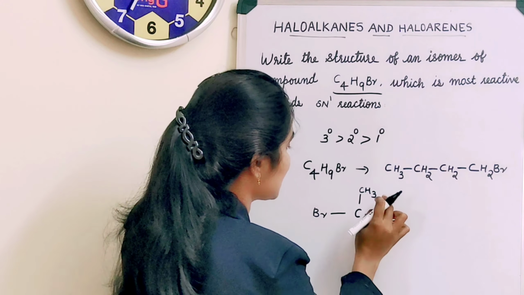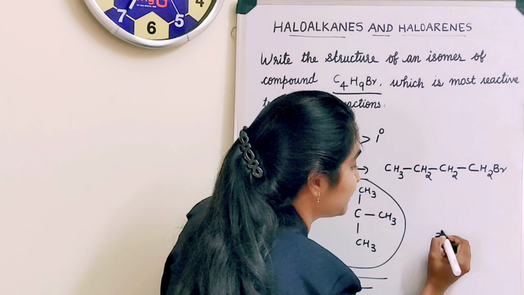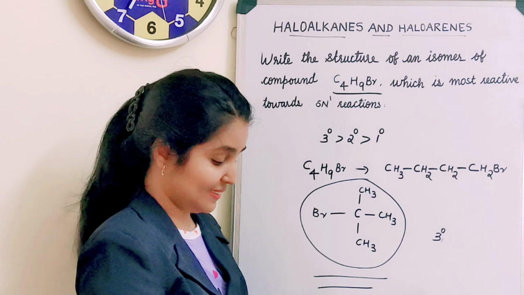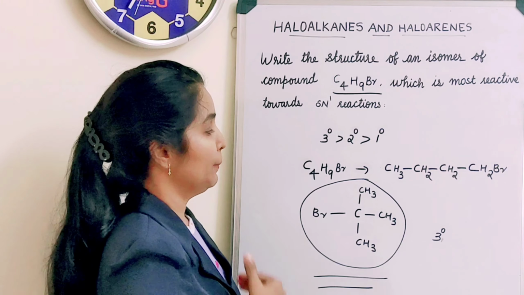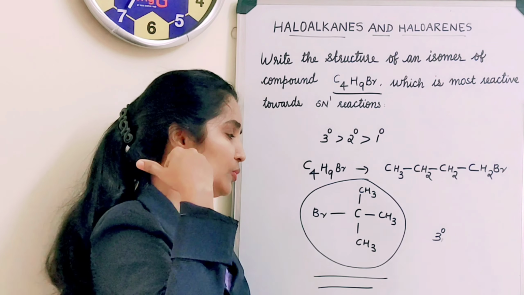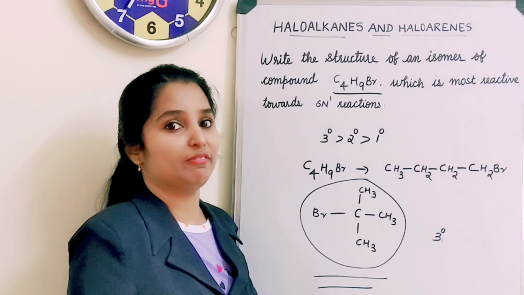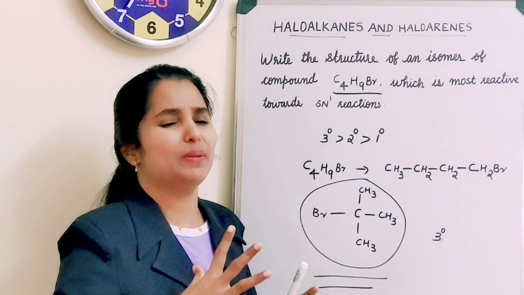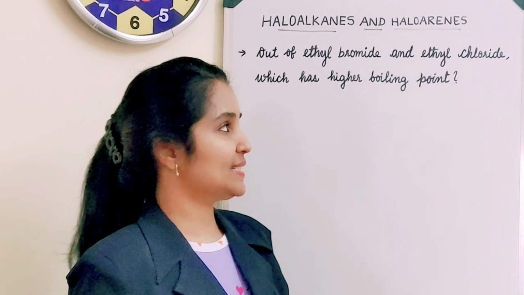This is the isomer of the given compound which is the most reactive towards SN1 reaction because it is tertiary. That's all. Very simple. So practice makes one perfect. So practice as many questions as you can. Going on practicing will help you to give the answer by reading the question and coming to a conclusion on how to write an answer in the best way. So practice maximum questions. Okay, let's see the next question.